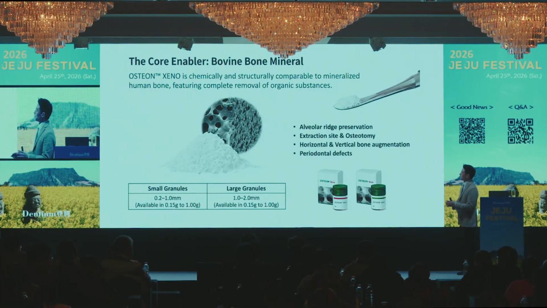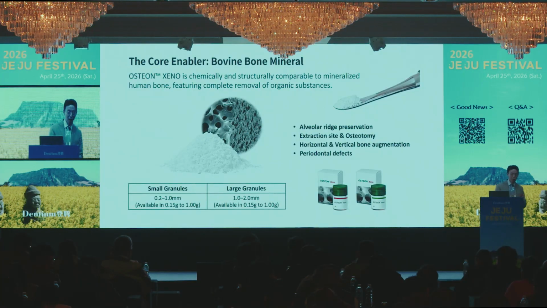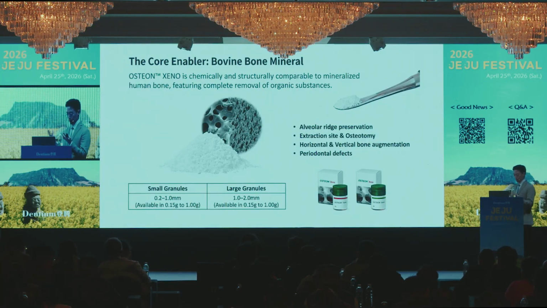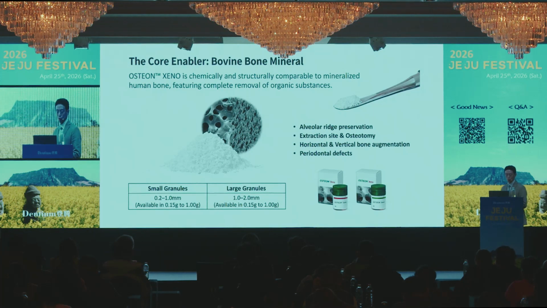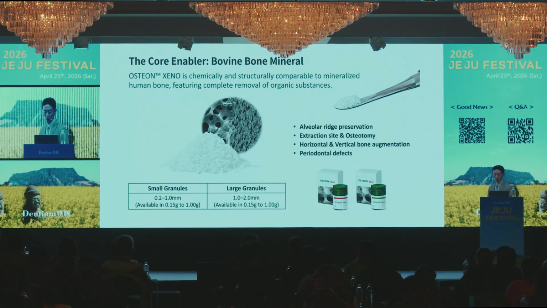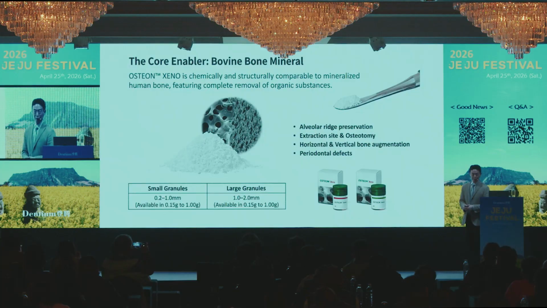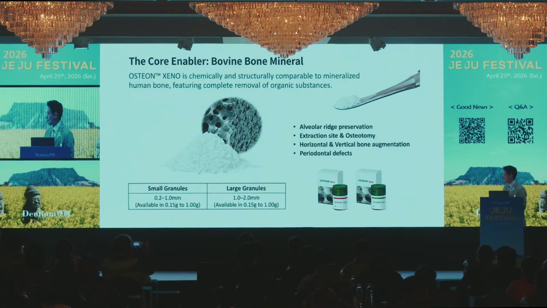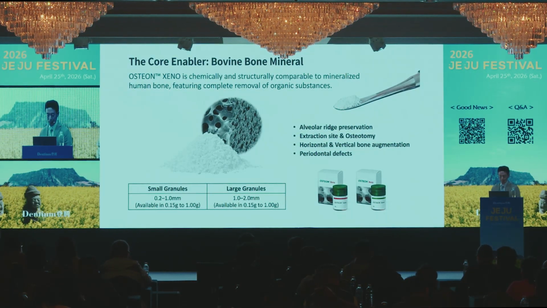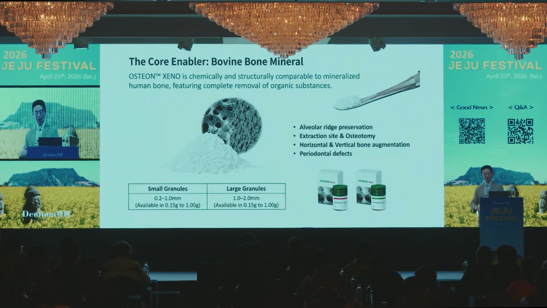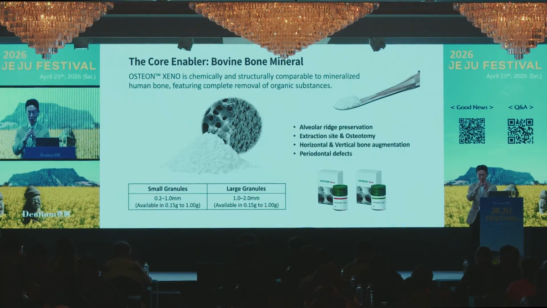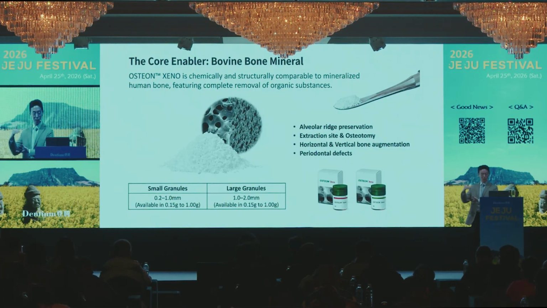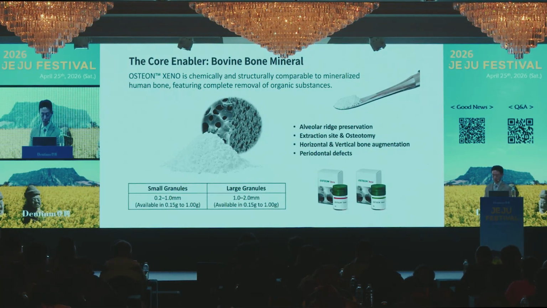Based on these factors, now I'm using Osteon Geno bovine particle bone. I have been using Osteon Geno for all my simple GBR cases for the past 5 years. It's chemically and structurally comparable to human bone structure and human bone capability. I use small particles for narrow and small defects, and I use large particles for large defects or vertical, horizontal, extensive bone augmentation.